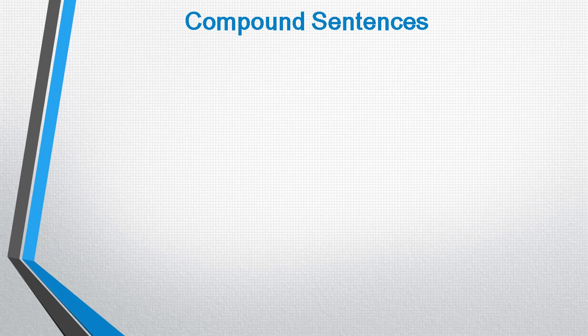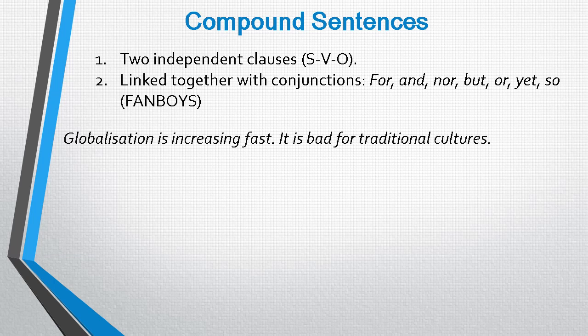So that was how you could use relative clauses. Now we're going to look at another way to make complex sentences, which is much easier, and you probably do this yourself already. In fact, I'm sure you do. So let's take a look. This is called compound sentences, and basically we need two independent clauses and we link them together with conjunctions like for, and, nor, but, or, yet, or so. Sometimes these are referred to as fanboys. Now let's look at an example.